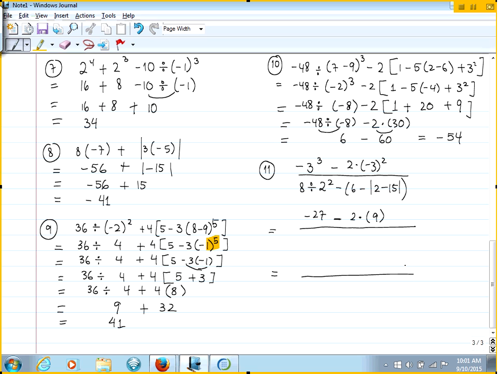So you could do the top first. What is this? Negative 27, what? Minus 18, yes. What is negative 27 minus 18? Negative 45. Yeah. All right. Now, let's do the bottom.